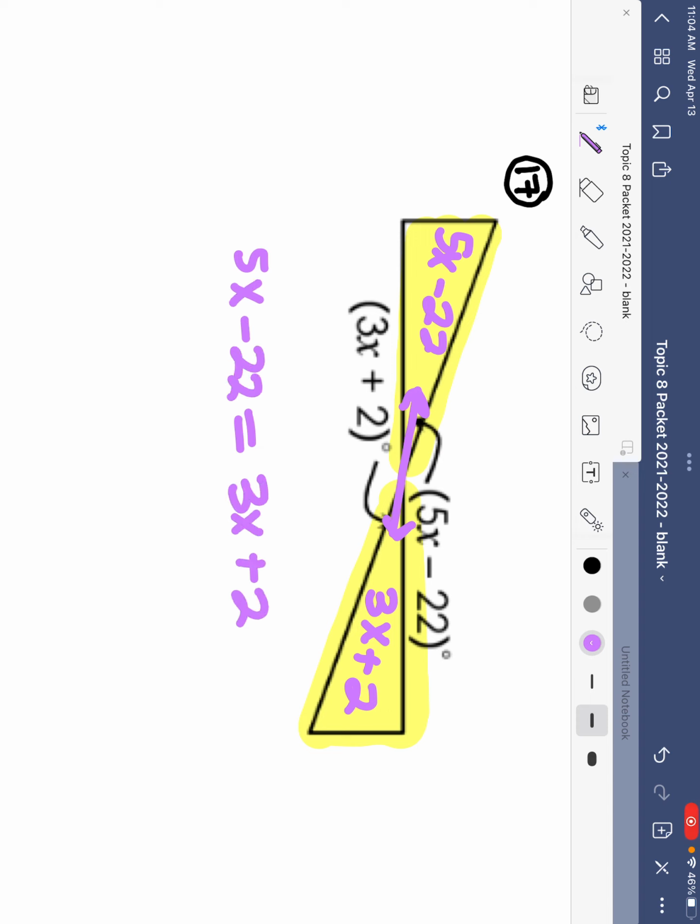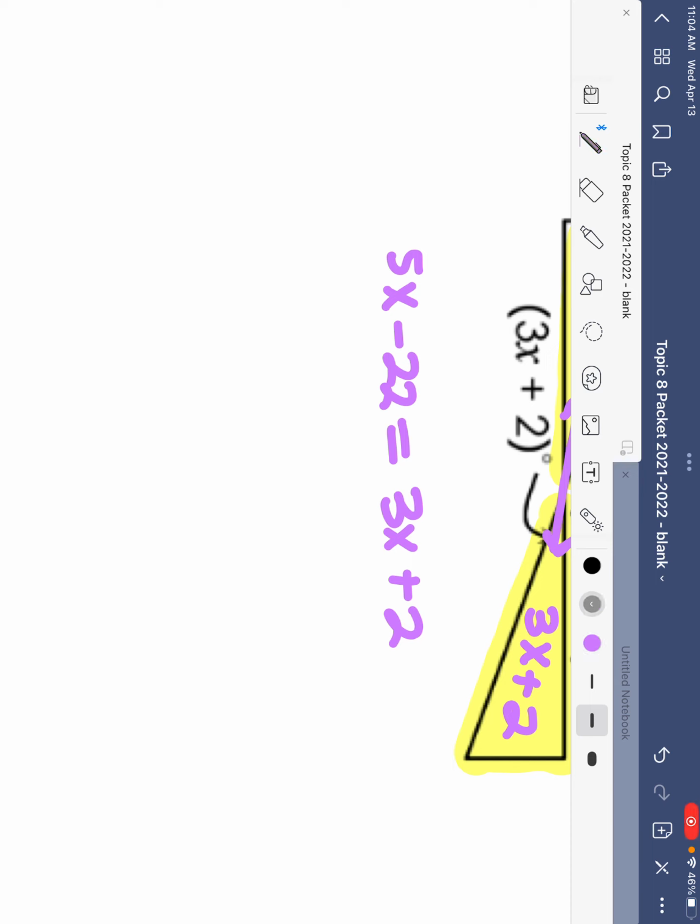Now, this is a multi-step equation that we know how to solve, but my first step is to make sure I get all my x's on the same side of my equal sign. So I'm going to take this 3x and move it to the other side. Well, what kind of 3x is that? That's a positive 3x. So in order to cancel out a positive 3x, I need to subtract 3x. So I'm subtracting 3x on both sides.